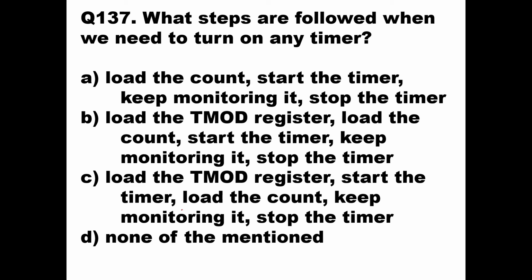Okay, so now you have to read all these options carefully. Option A says load the count, start the timer, keep monitoring, stop the timer. Option B says load the TMOD register, load the count, start the timer, keep monitoring it, stop the timer. This is a little more detailed. Then option C says load the TMOD register, start the timer, load the count, keep monitoring and stop the timer. Okay, and option D says none of the above.